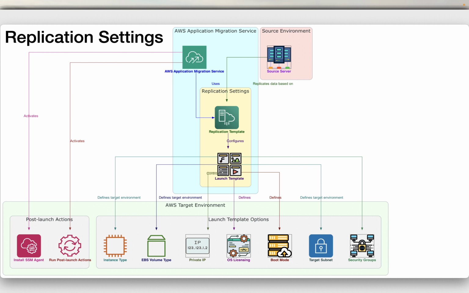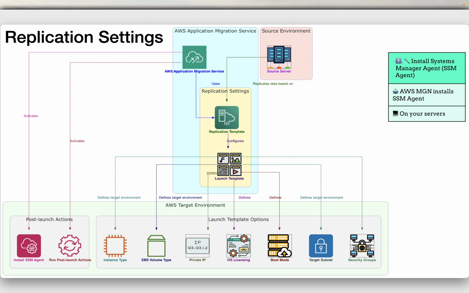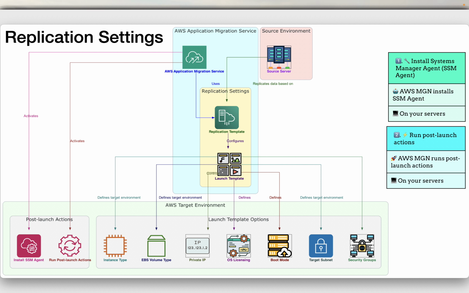Next setting is that you have to activate post-launch actions. Activating post-launch actions will allow AWS Application Migration Service to install the Systems Manager SSM agent on your servers. And it will also allow AWS Application Migration Service to run the post-launch actions on your servers. So basically two steps: one is the agent, and then whatever actions you want, you can write in the post-launch actions. You can write some kind of scripts or some kind of command. The agent will execute on the target instances.